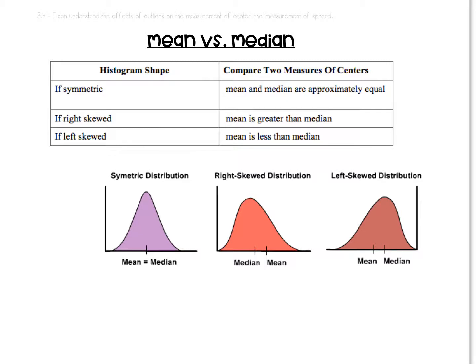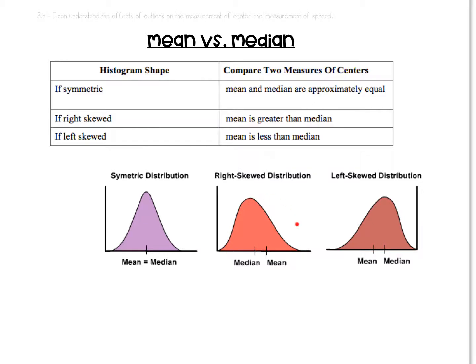So when I look at a histogram or any sort of data display, if the data is symmetric, the mean and the median will be approximately equal. If it is skewed right, meaning that the tail's over to the right, the mean follows the tail.